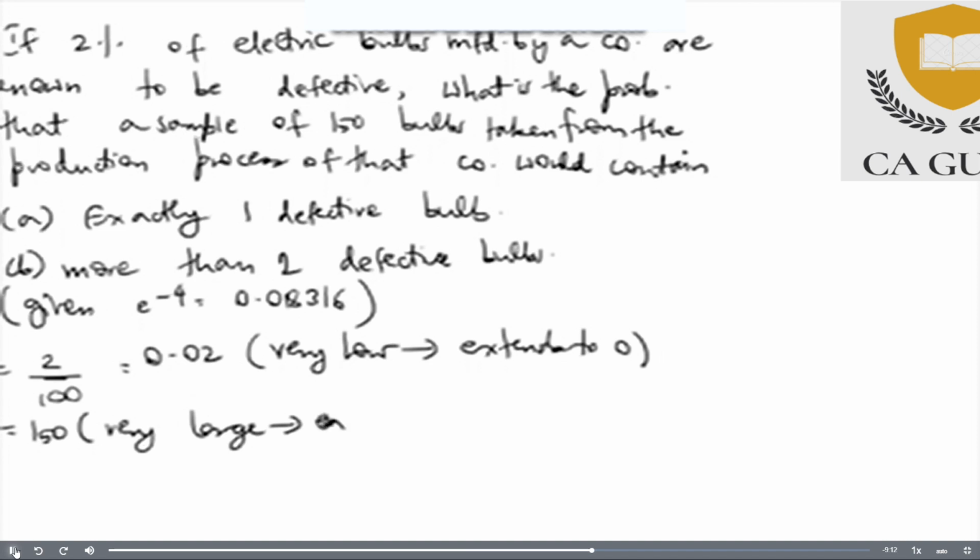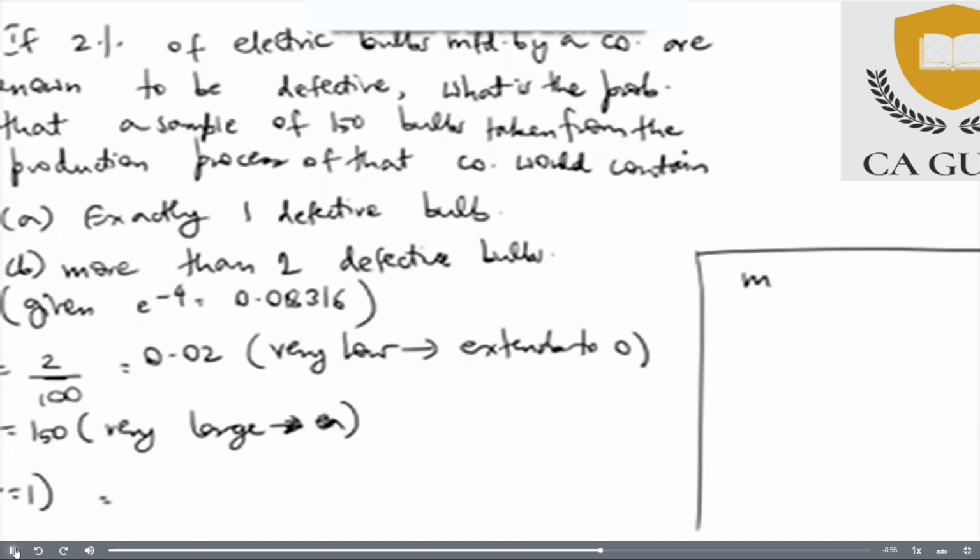Here it's not extending to infinity, but it's still very large. Okay, you will apply Poisson. And exactly one defective bulb means P of R equal to 1. This is equal to e to the power minus m. But what is m? We don't know what m is. So let us find the value of m here.